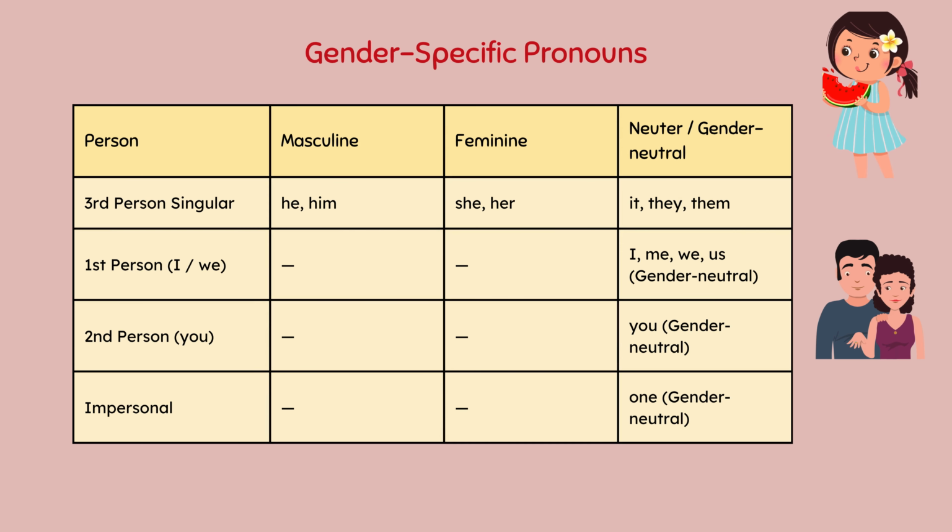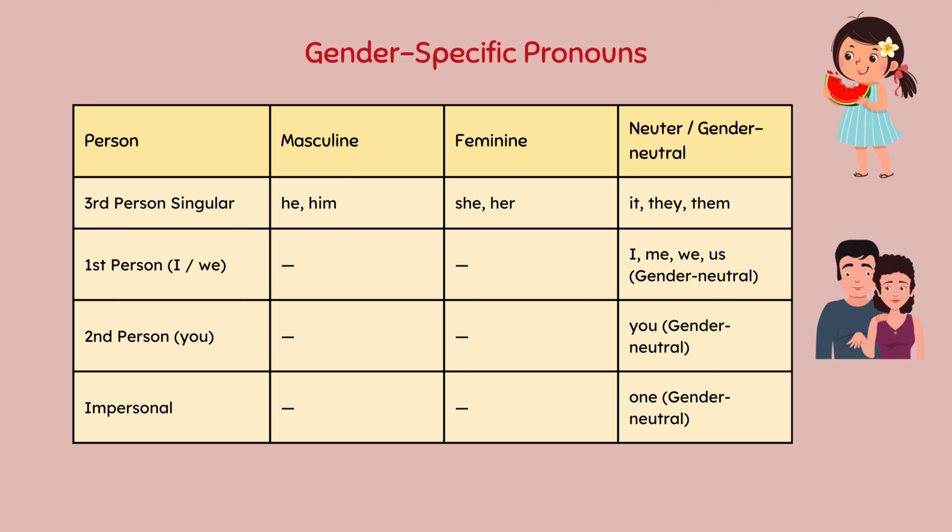Now let's look at how gender affects pronouns, especially in different persons, like first person, second person, and third person. Here's a simple breakdown. In the third person singular, we use masculine, he, him, for boys or men. Feminine, she, her, for girls or women. Neuter or gender neutral, it, for things or animals, and they, them, when gender is unknown or non-binary.